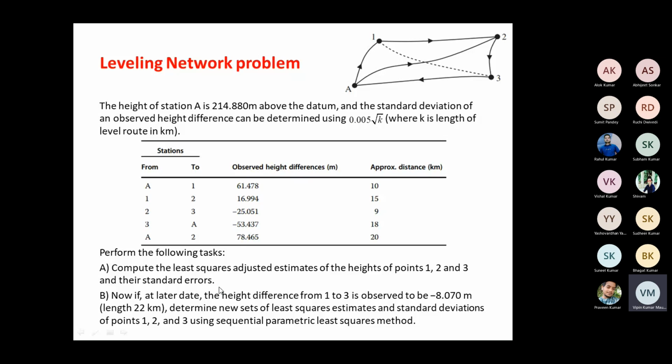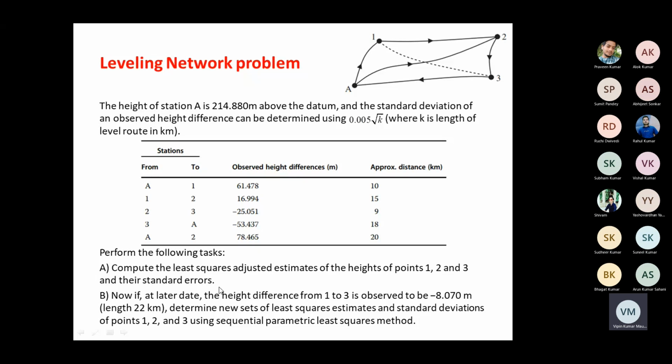Now you have to think of the observation matrix. Just recall that the final answer was x cap equal to N inverse U, where N was A transpose P A, so A transpose P A inverse A transpose P L. So we have to compute A, P, and L. A is given by the observation equations, and you have to compute L. Only A, P, and L you have to compute from these observations by making the observation equations. Once you have A, P, and L, you can easily calculate the adjusted estimates of the heights.